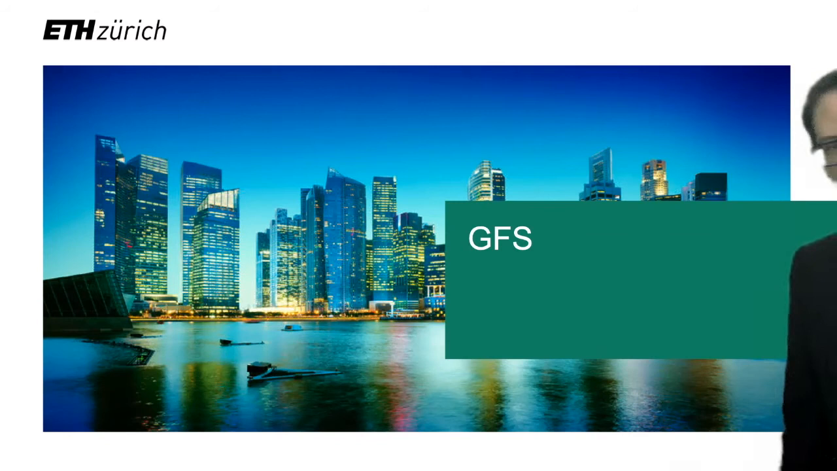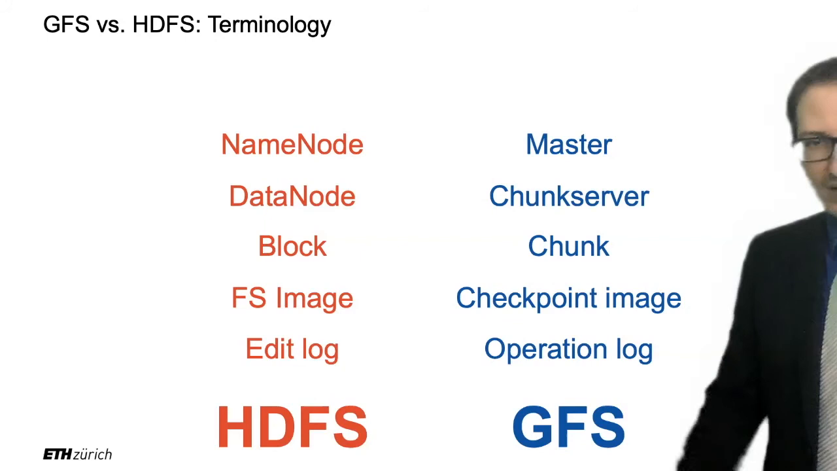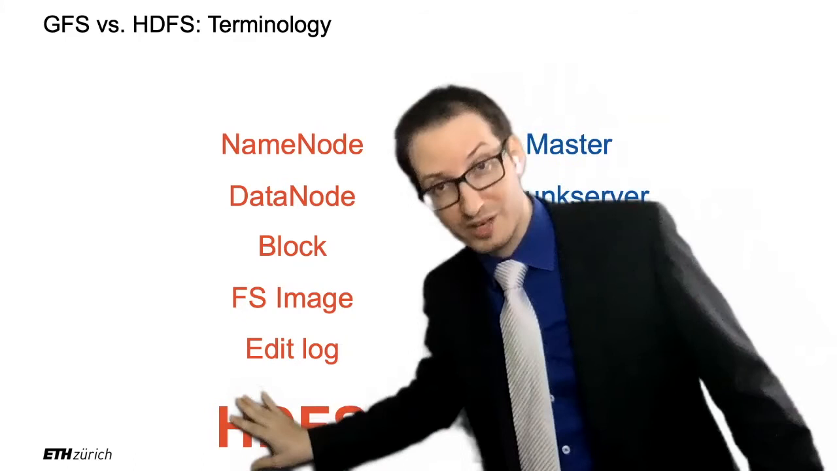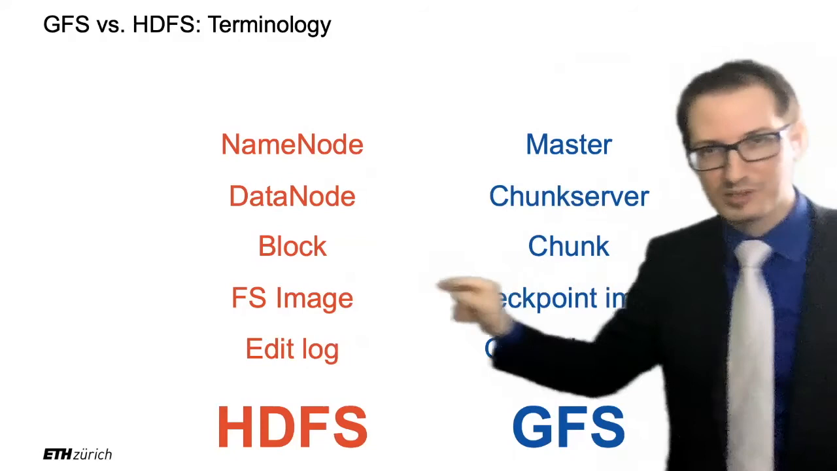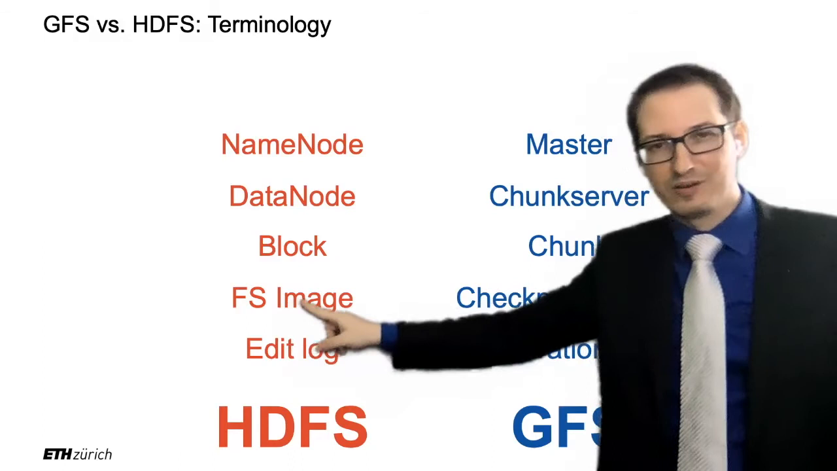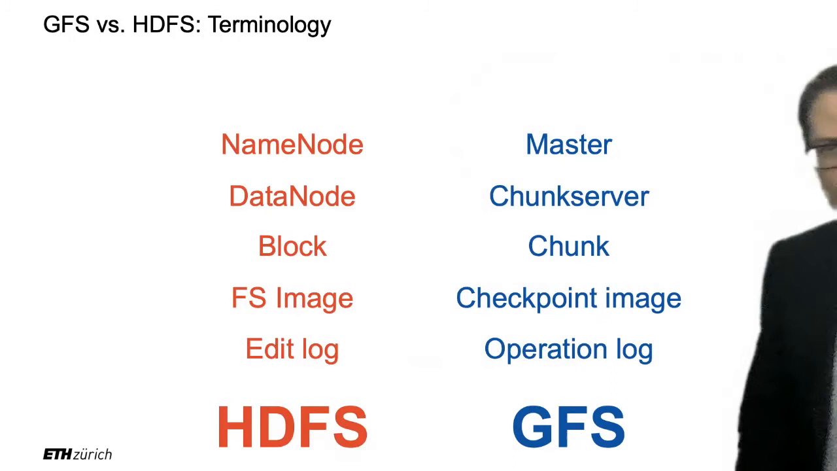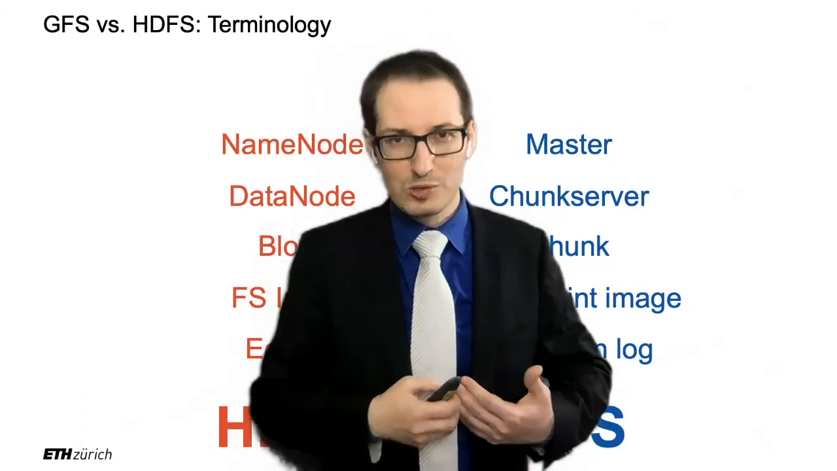Just a few words on GFS, which is the original, invented by Google. If you decide to look at the paper, you just need to be aware, but you don't have to look at the GFS paper. It's only HDFS that you have to read. But for some of you who really wanted to see the GFS paper, what you will notice is just that the words change. They don't say name node, they say master. They don't say data node, they say chunk server. They don't say block, they say chunk. They don't say file system image, they say checkpoint image. They don't say edit log, they say operation log, and so on. So this shouldn't bother you, right? These are just words. So just be open to the fact that the words might vary, but the architecture is more or less the same.